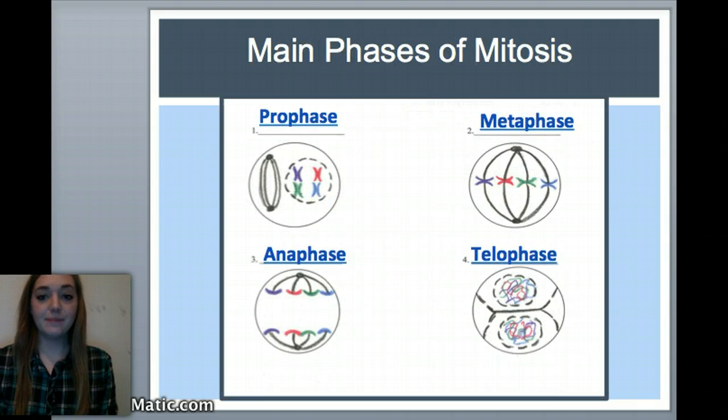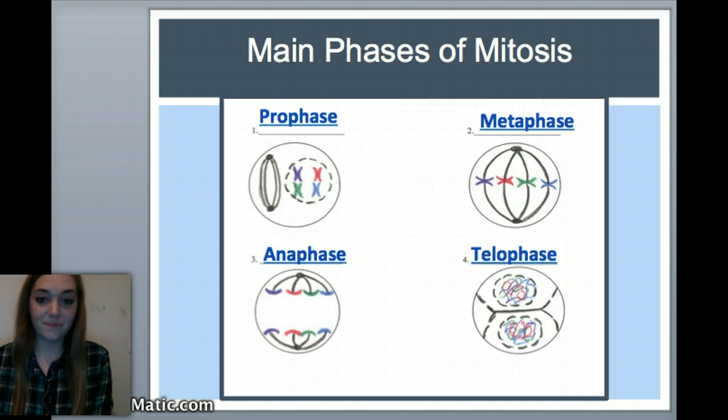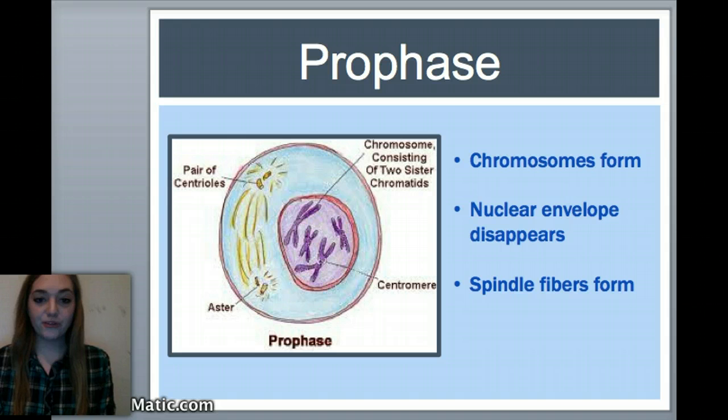All right, so the main phases of mitosis after interphase are prophase, metaphase, anaphase, and telophase. And these are little diagrams, as you can see, that are shown and represent what occurs in each phase. So pay particular attention to that, because you will definitely be needing this knowledge for the activity that will be completed in class. So prophase, this is what happens in prophase.